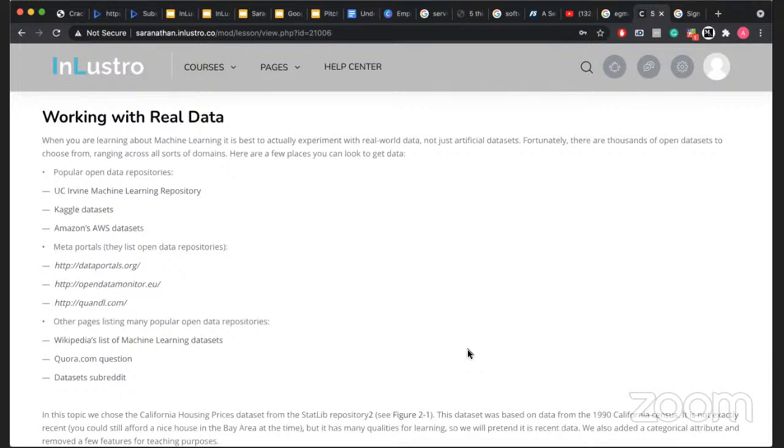When you're learning about machine learning, it's ideal to experiment with real-world data and not just artificial datasets. Fortunately, there are thousands of open datasets to choose from across different kinds of domains. Here are some of the places where you could look for datasets.